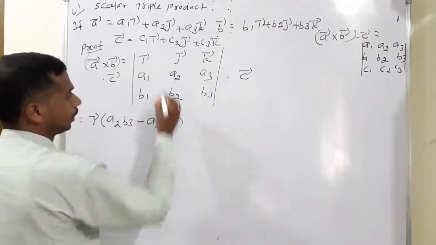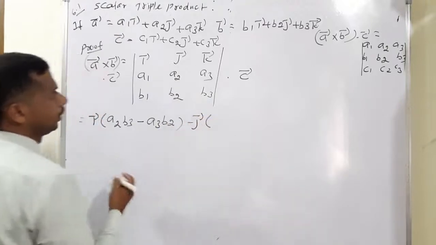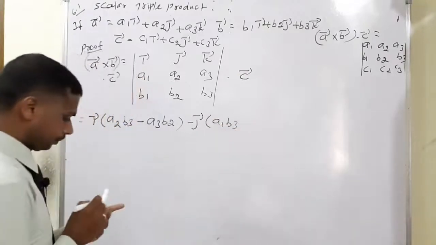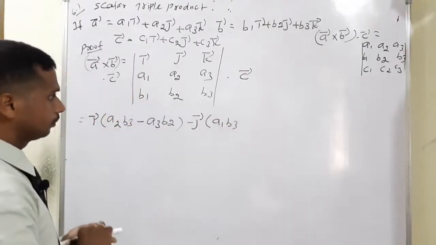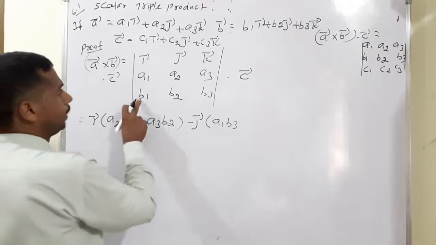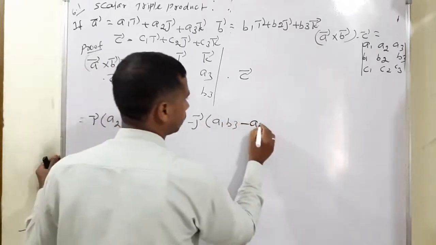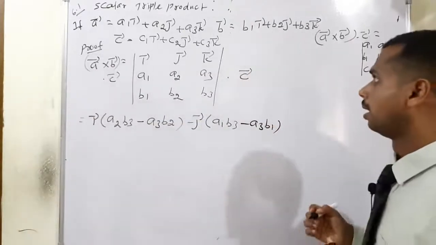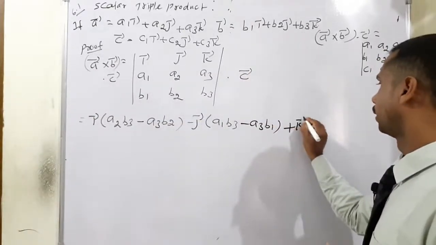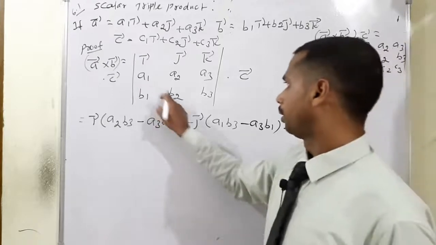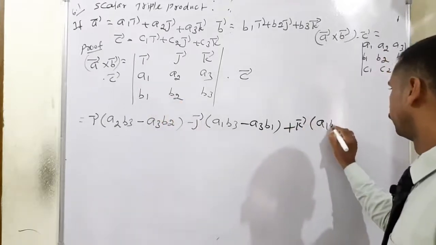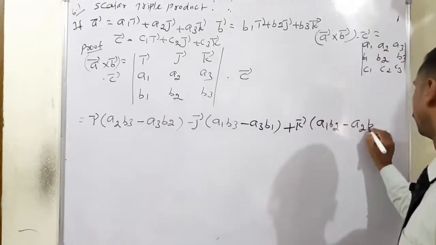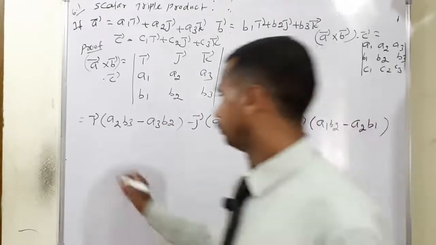A3 into B2. Next one, minus J vector means A1 into B3, then minus A3 into B1. Next condition, plus K vector into A1 into B2, then minus A2 into B1.